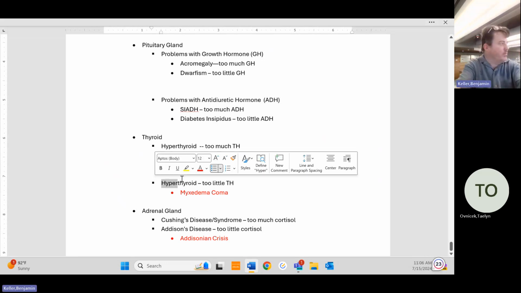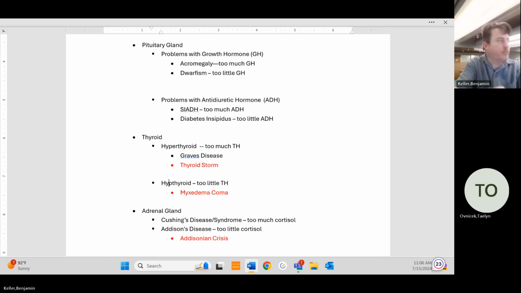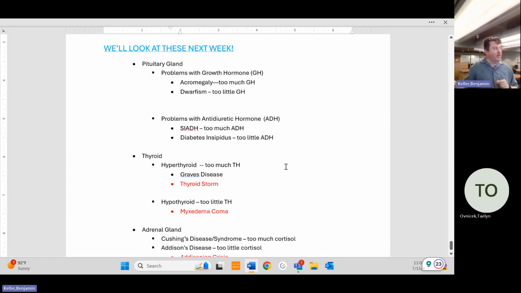And we'll look at problems with the adrenal gland, with Cushing's disease, which is too much cortisol, and Addison's disease, which is too little cortisol, as well as an Addisonian crisis. These are the main things you need to know about endocrine. So it's not too bad. It's a little bit of work, especially diabetes, but we're there.